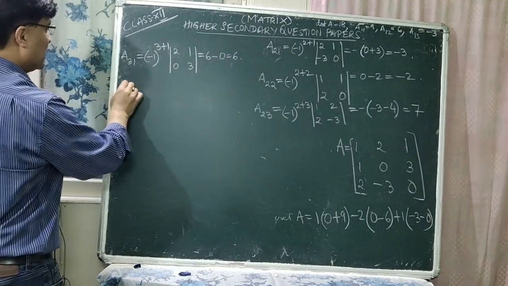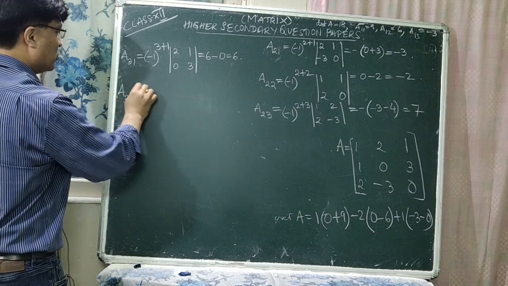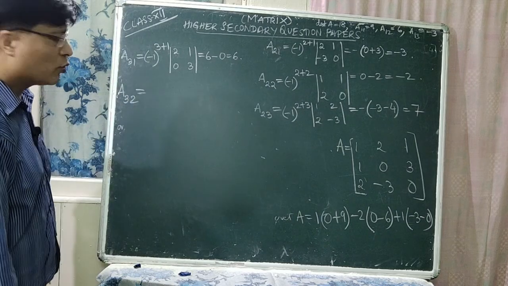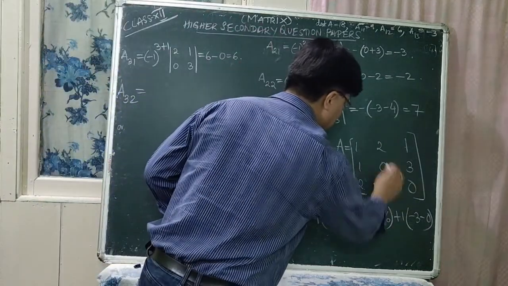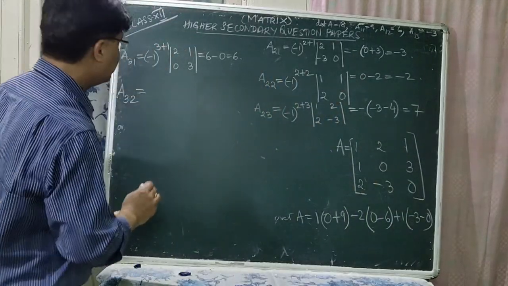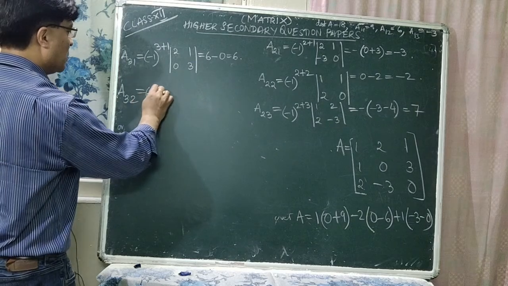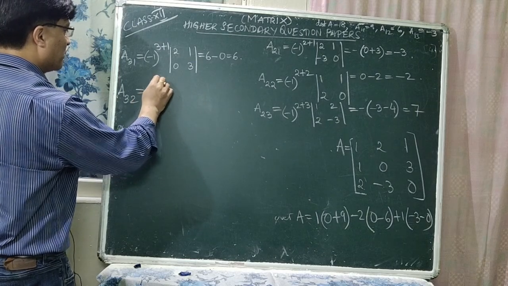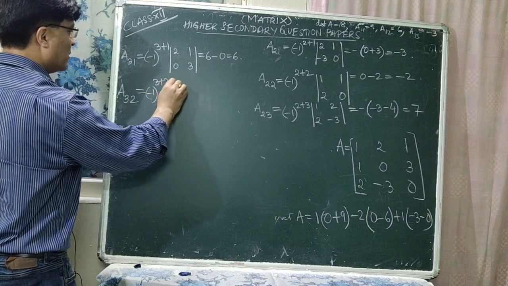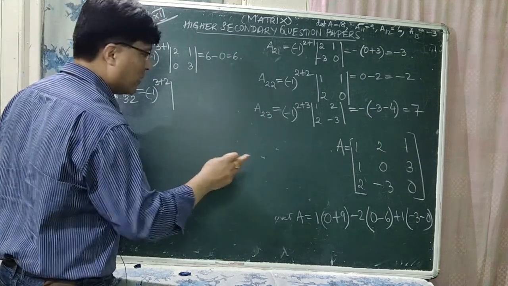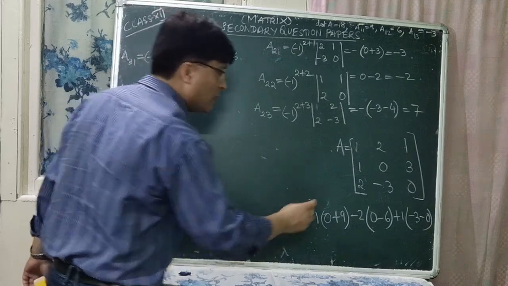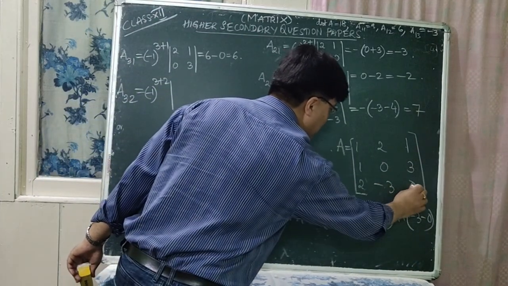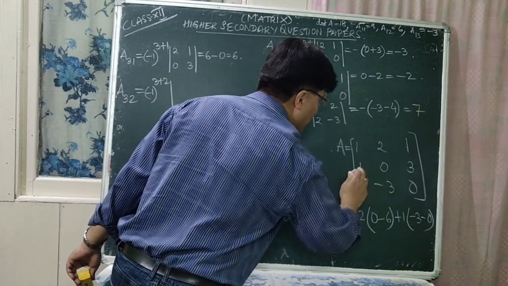Okay? Next, you have to find out A32. What is A32? Cofactor of the element belonging to the third row and second column. Third row and second column, that means minus 3. Consider the sign first. Minus 1 whole to the power 3 plus 2. Now delete the row and the column through the element belonging to the third row and second column. That is minus 3. Delete the third row and the second column. What remains? 1, 1, 1, 3.